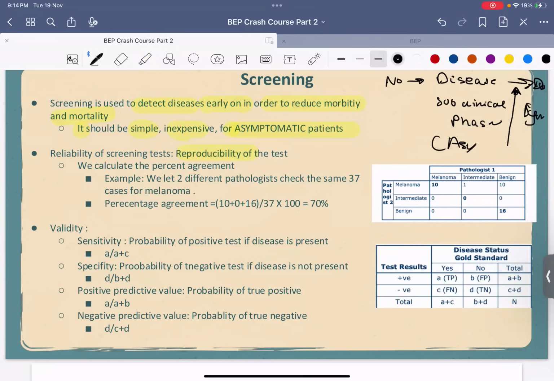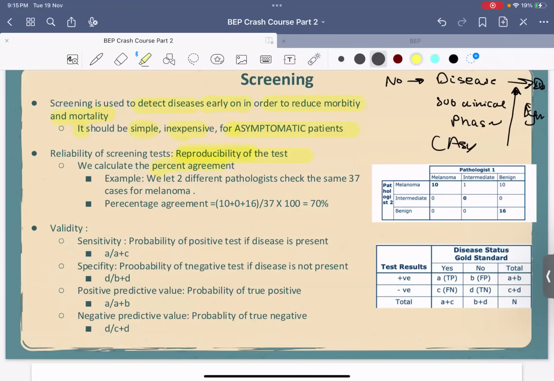So if I do the same screening test for group A of patients and they turn out to be positive, for example, and then I do the same test for other groups of patients that I know have the disease, and this time it turns out to be negative, then this screening test is unreliable, because sometimes it shows positive, sometimes it shows negative for people who I know have the disease. Right? So this is a bad screening test. The reproducibility of the test is its reliability. We calculate it by percentage agreement.